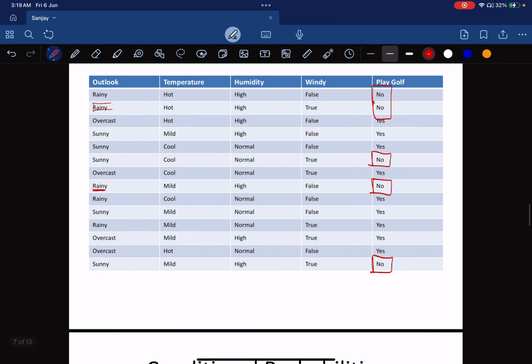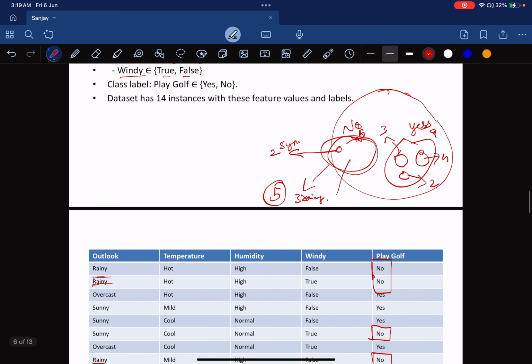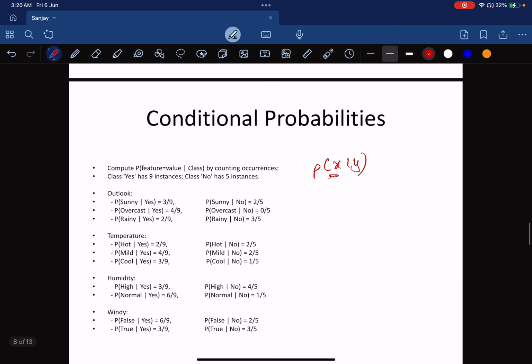If you can see, there is no overcast in any of the no classes. In the no classes, there are two sunny occurrences and three rainy occurrences. We simply write it like this. Here you can see there is no overcast.